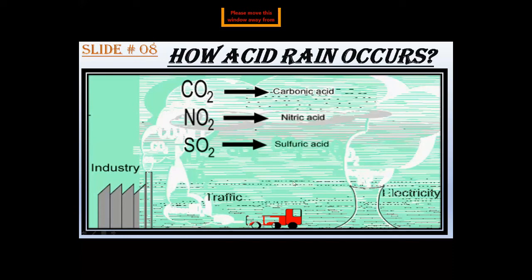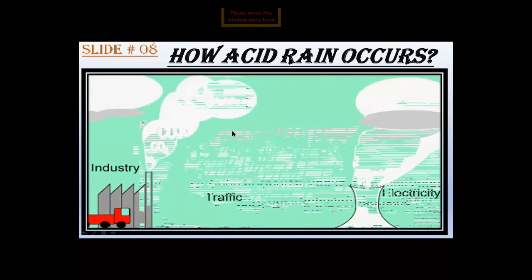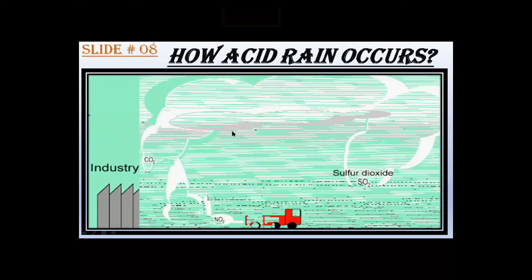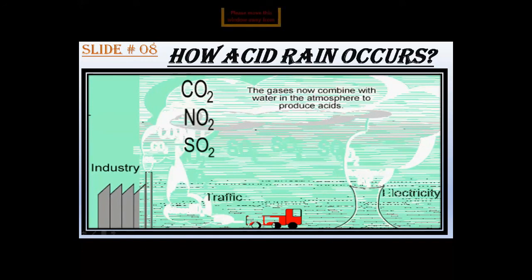So these three components are released in this way, and they are added to the air and cause acid rain. So which types of acids will they form? First of all, carbon dioxide from the industry will produce carbonic acid.